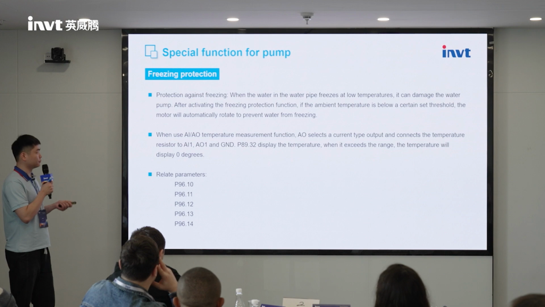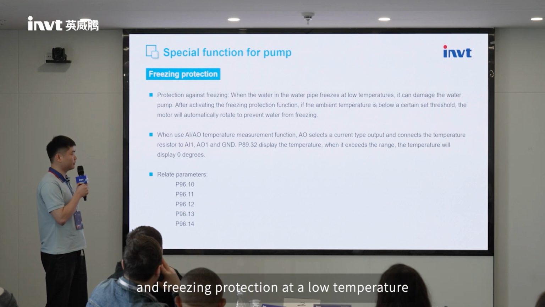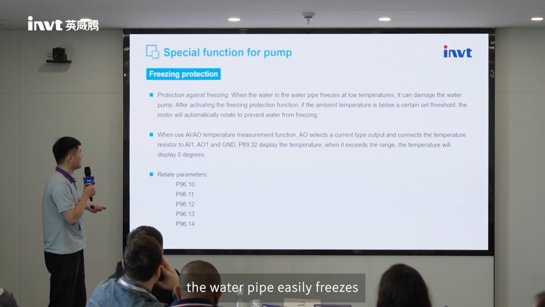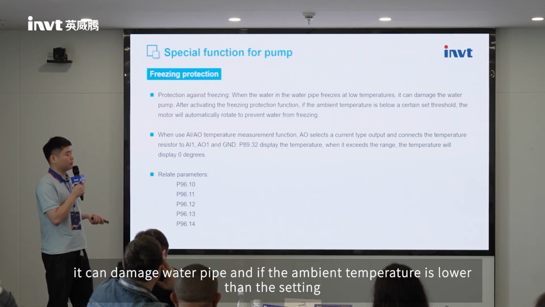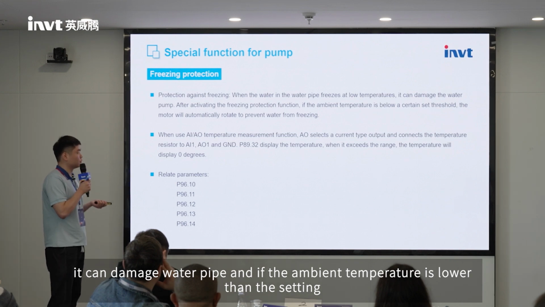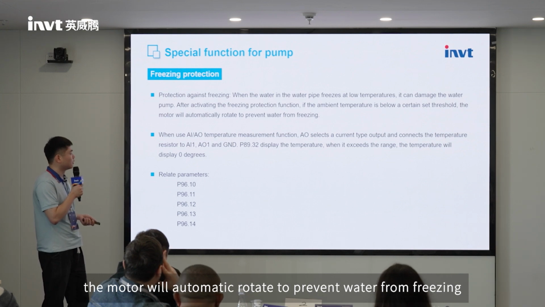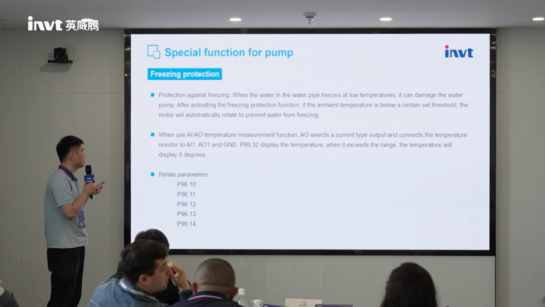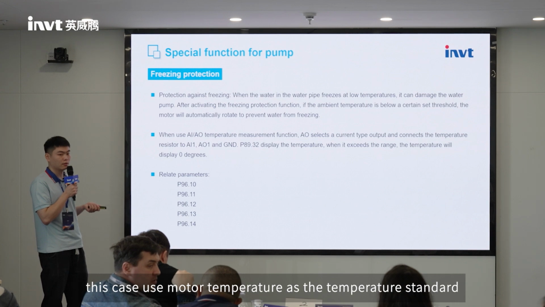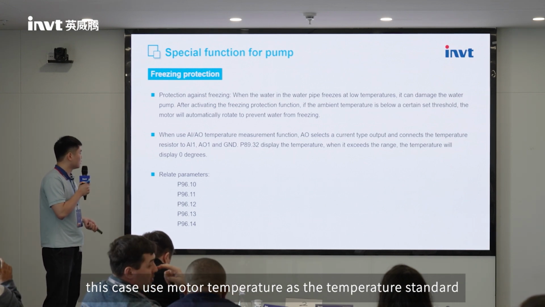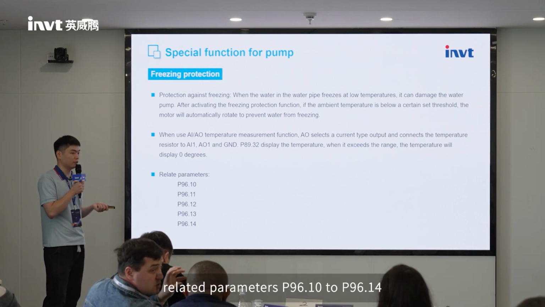And the freezing protection. At a low temperature, the water pipe easily freezes. It can damage your water pipe. If the ambient temperature is lower than the setting, the motor will automatically rotate to prevent the water from freezing. This case uses motor temperature as the temperature standard. The related parameters are P96.10 to 40.